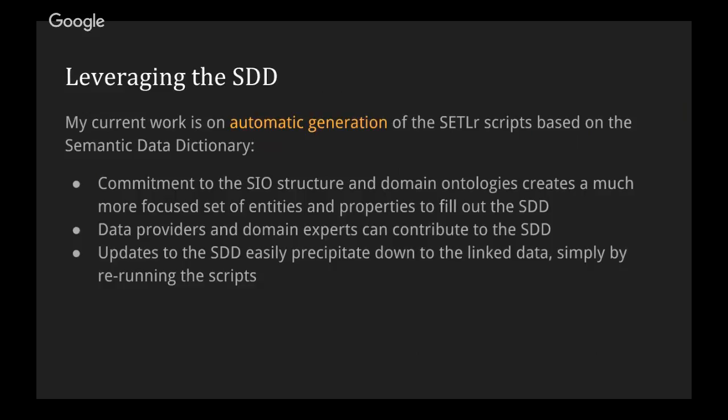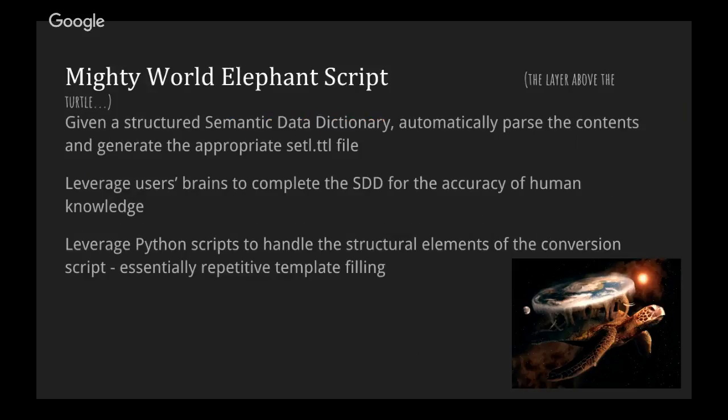The other handy thing about this is that if you decide to make a change in your semantic data dictionary, you can change the cell in the spreadsheet and rerun the SETLr scripts, and get your new updated data. I've been calling them Mighty Elephant, Blood Elephant scripts, with apologies to Sir Terry Pratchett, essentially because the SETLr script is turtle and this is the layer above the turtle.